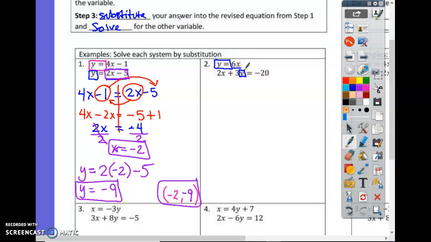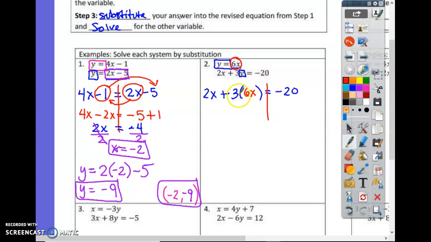Replace it. Lo vamos a reemplazar. So I have, you rewrite all of this. So 2x plus 3. This is my y equals -20. So what am I going to put in here? The 6x, right? And then we solve for x.